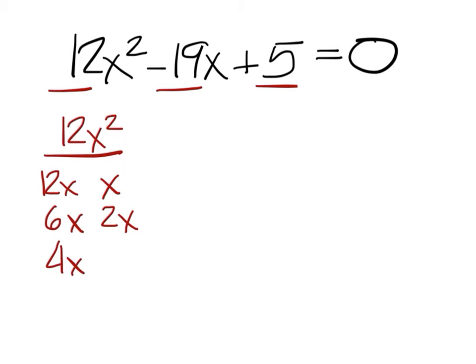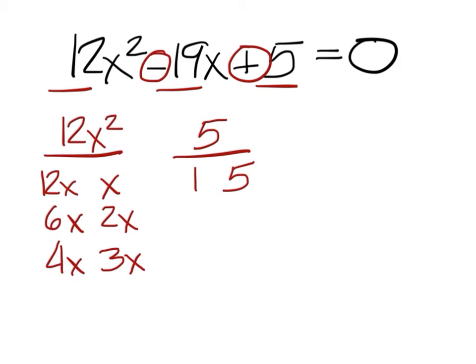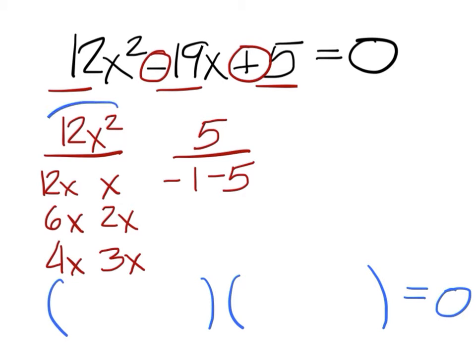or 4x and 3x. And for the 5, we can only break it up as 1 and 5, but since we have minus plus, what must the signs be? Negative, negative. So down here we will try to break this up. And where should I start with 12x squared? 3x and 4x.